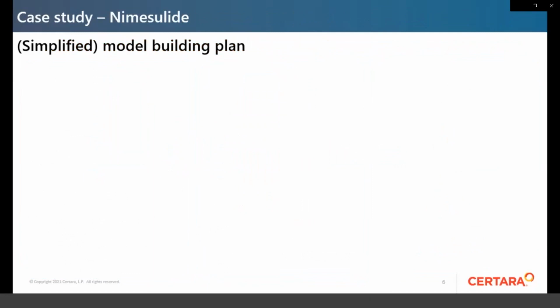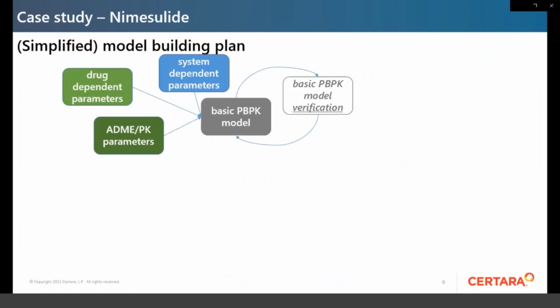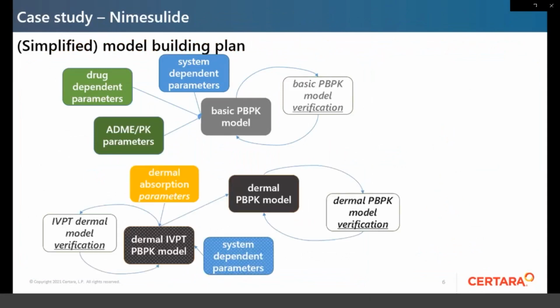So I'm not going to go into the details of the model building. However, I will present a simplified model building plan just to give you a glimpse of how it was done. So there are three main parts, actually. The first one was the development of the basic model with use of the API characterization. In this case, drug-dependent parameters, PK data plus system dependent data.